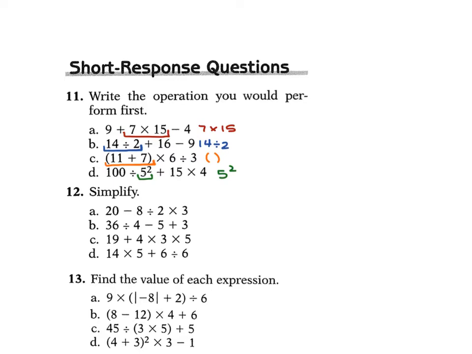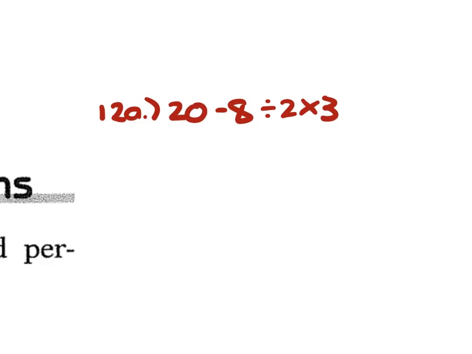For 12a, they give us 20 minus 8 divided by 2 times 3. So we want to look at this. Do we have parentheses? No. Do we have exponents? No. Do we have multiplication or division? Yes, you have both. It goes from left to right, so whichever comes first.